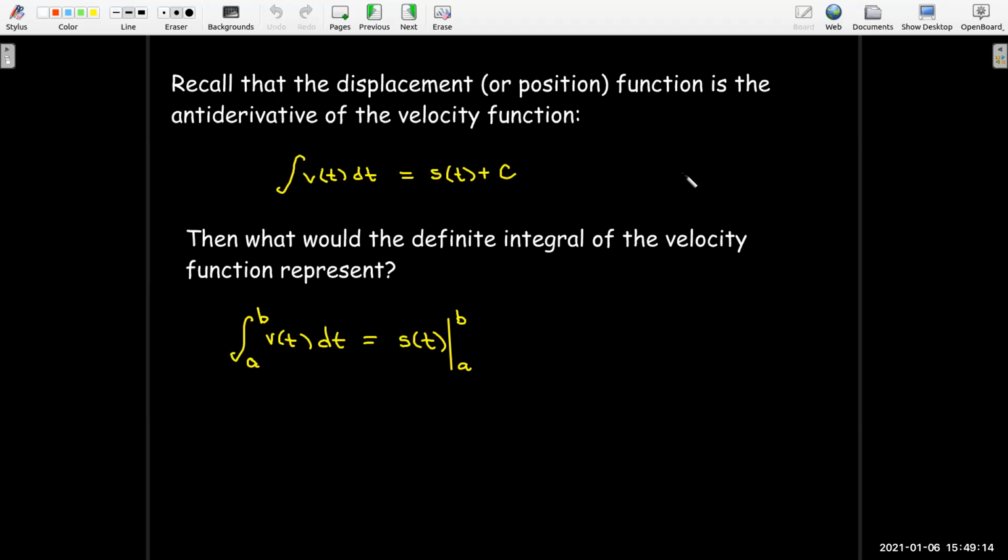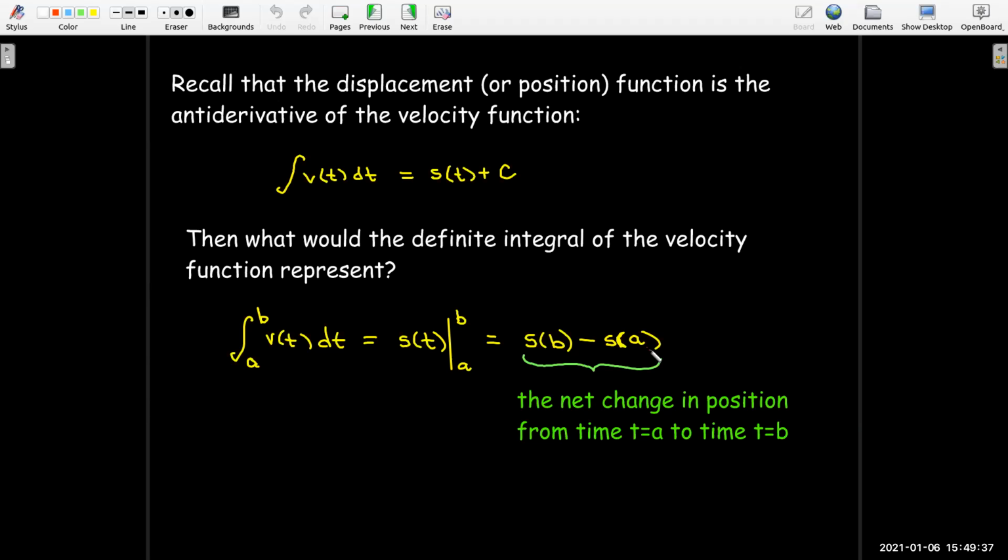evaluated between time equals a and time equals b, which would just be the position at time equals b, subtract off the position at time equals a. So here is my final position, and I'm subtracting off my initial position. And that is our net change in position from time t equals a to t equals b.